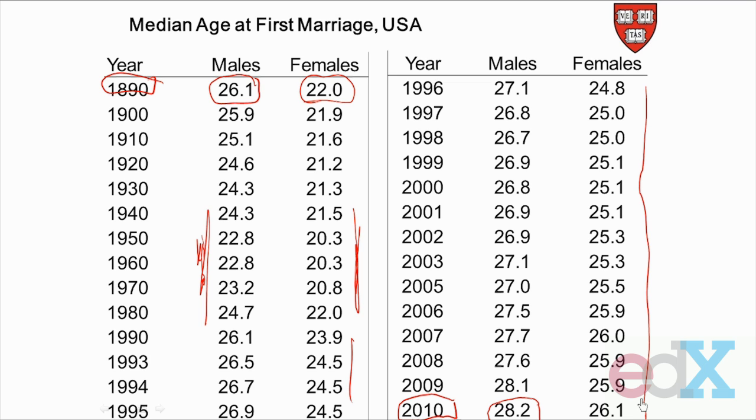The difference hasn't remained, but the difference was about 4 years back there. It squeezed down to about 2.5, and now it's barely above 2. So the delta, the difference, has gotten smaller.